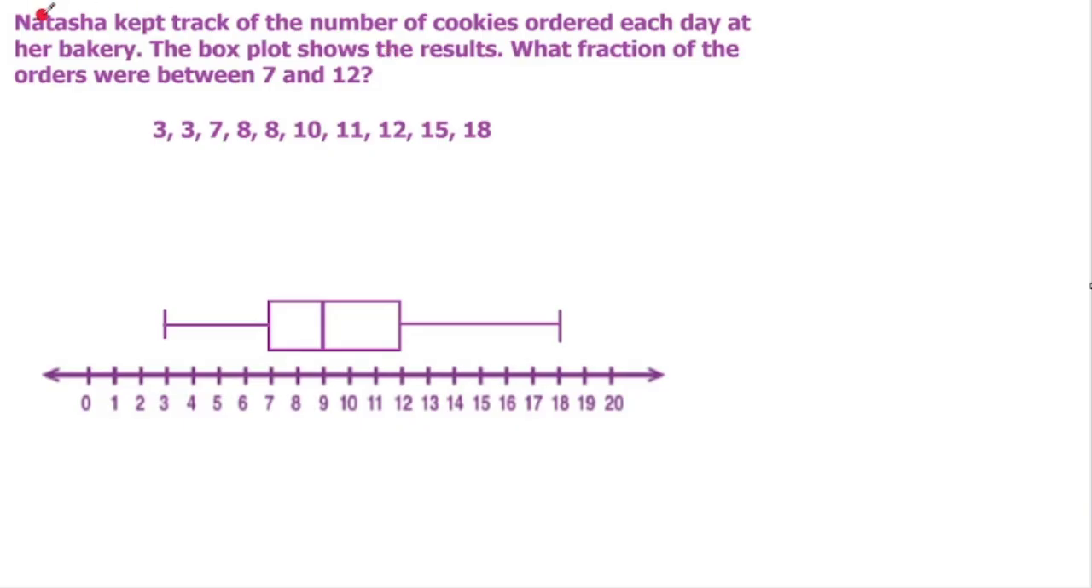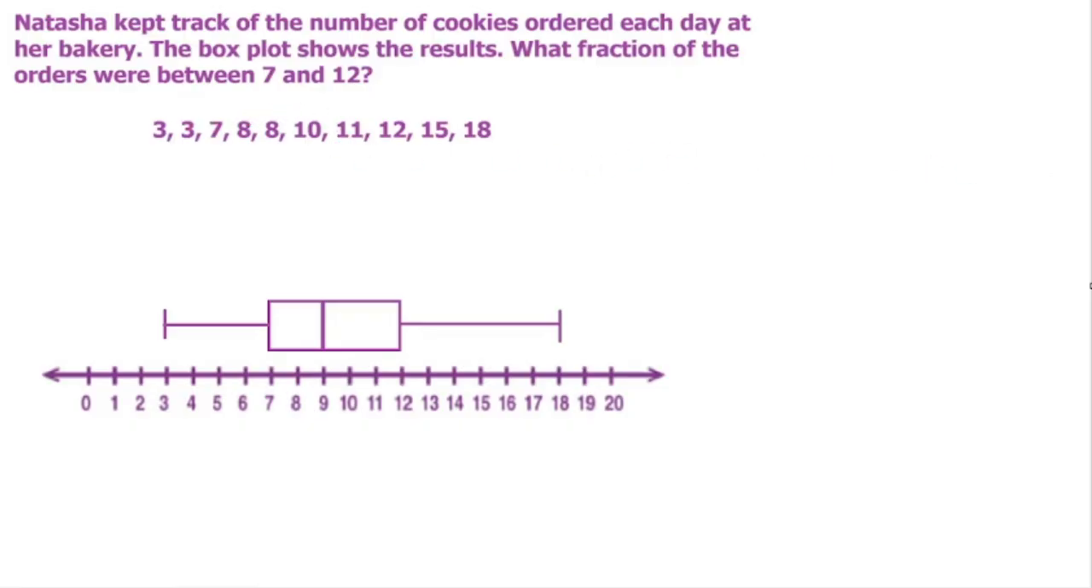So if we have a problem like this that says Natasha kept track of the number of cookies ordered each day at her bakery, the box plot shows the results. What fraction of the orders were between 3 and 12? So we have the number of orders each day. Okay, so there were 3 on one day, 3 the next, 7 the next, 8 the next, and so on.